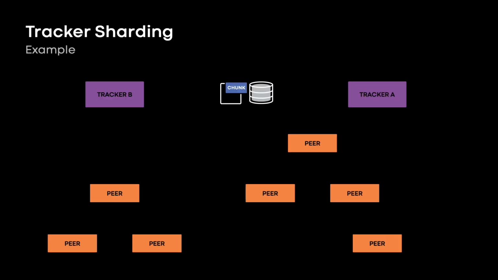Our peers are sharded among them. The ones on the right are managed by tracker A. The others are managed by tracker B. So same as before, when a peer wants a chunk, it asks its tracker. And the tracker in this case will say, well, nobody has it. Let's get it from an external data source.